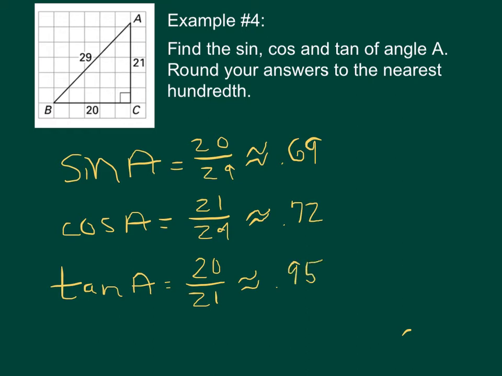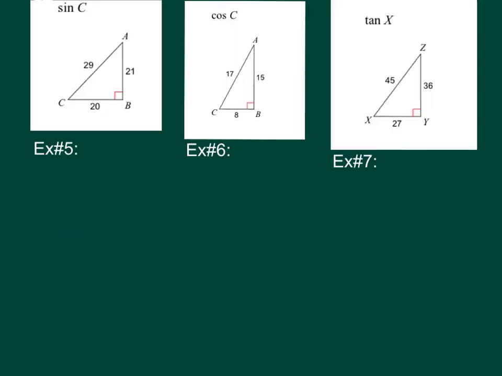All right, so hopefully you got those 3. Again, just using our SOHCAHTOA, sine being opposite over hypotenuse, cosine being adjacent over hypotenuse, and tangent being opposite over adjacent. SOHCAHTOA. There are your 3 trig ratios for the acute angle, angle A. All right. Let's move on to examples 5, 6, and 7.